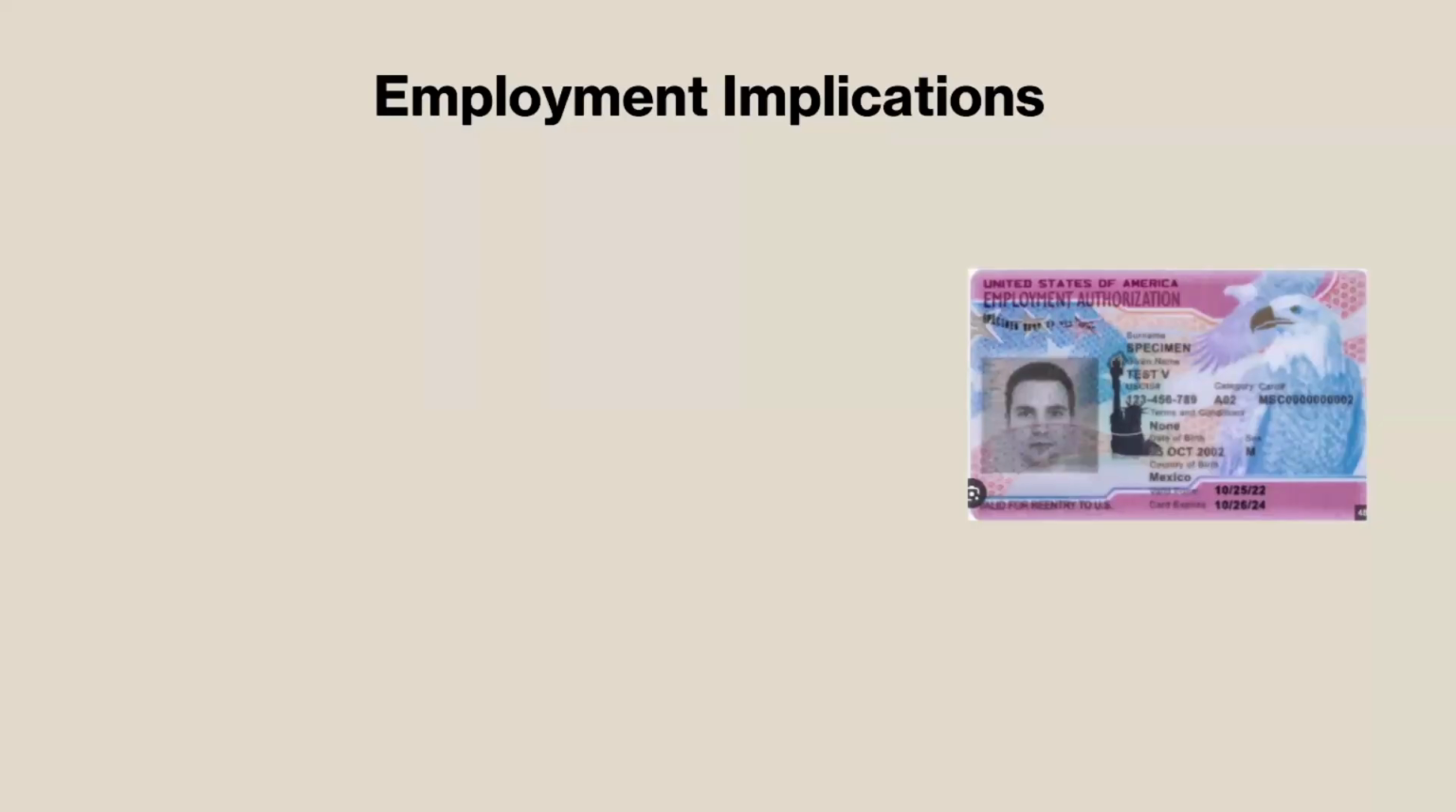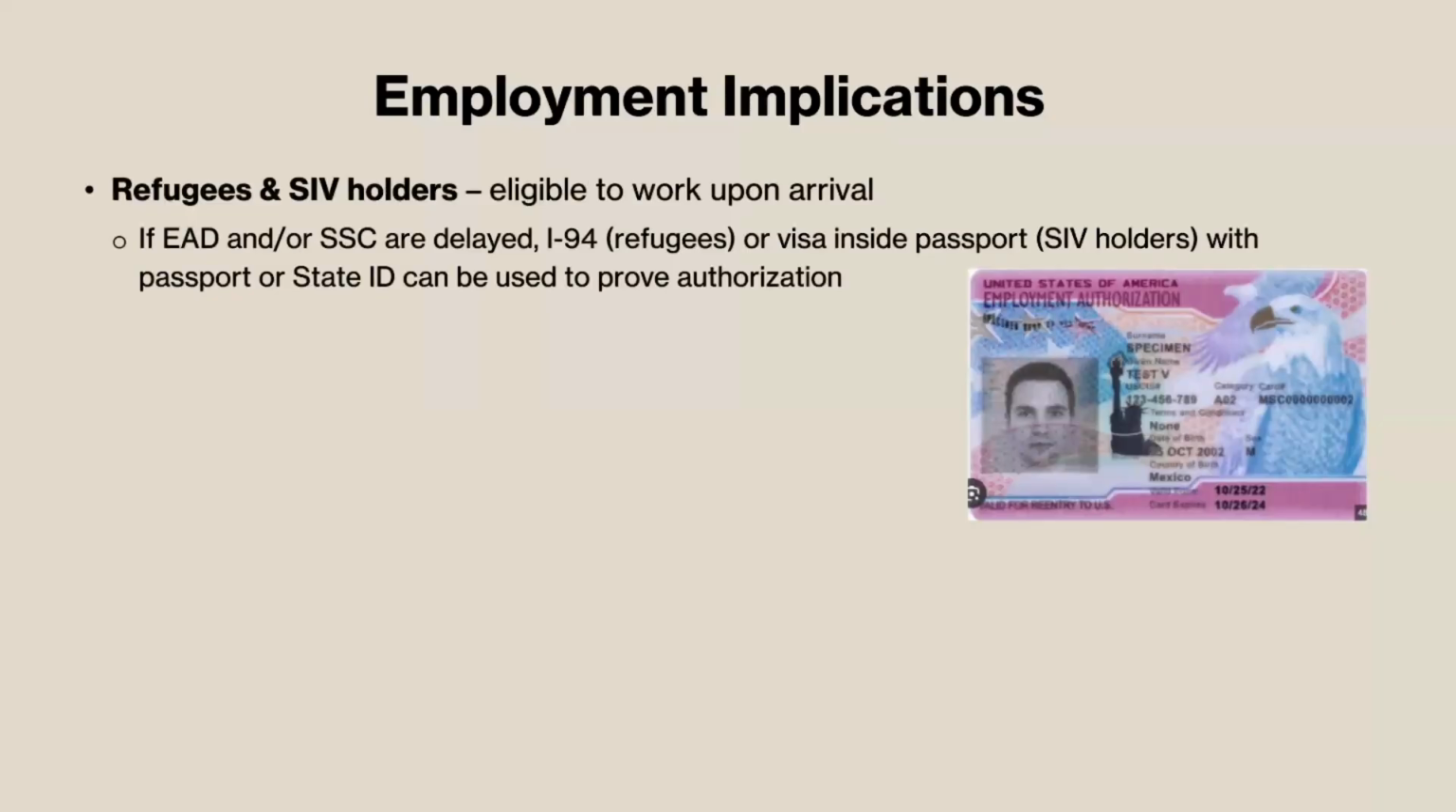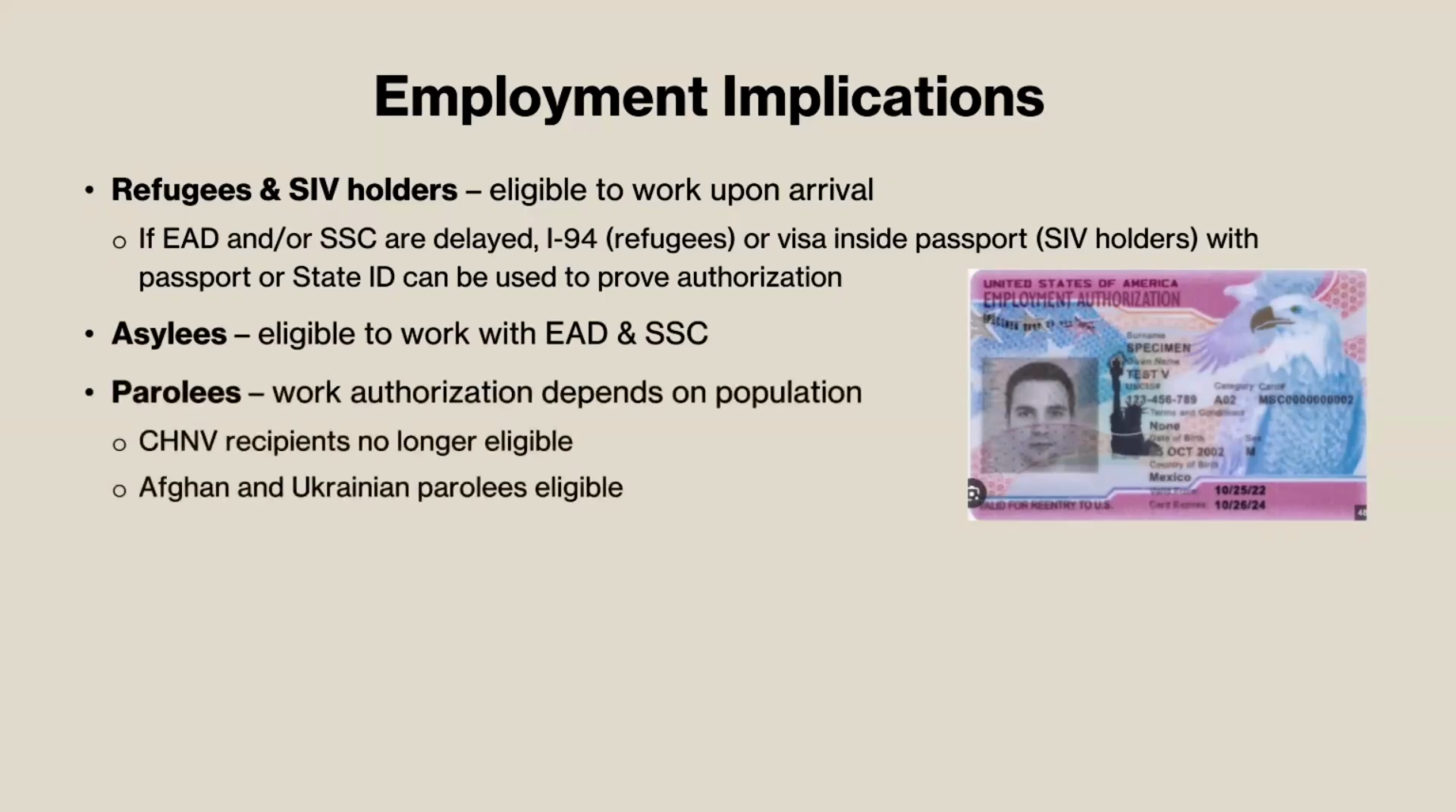Those newcomers that enter the country as a refugee or SIV are eligible to work upon arrival. Their employment authorization and Social Security card applications happen before they arrive and should be delivered to them after arrival. These documents can be delayed, and if that happens, refugees can use their I-94 document, and SIVs can use their visa stamp in their passport or their state ID to prove work authorization. Asylees, those whose applications have been approved, are eligible to work as soon as they obtain their EAD and Social Security card. Parolees' situations vary.